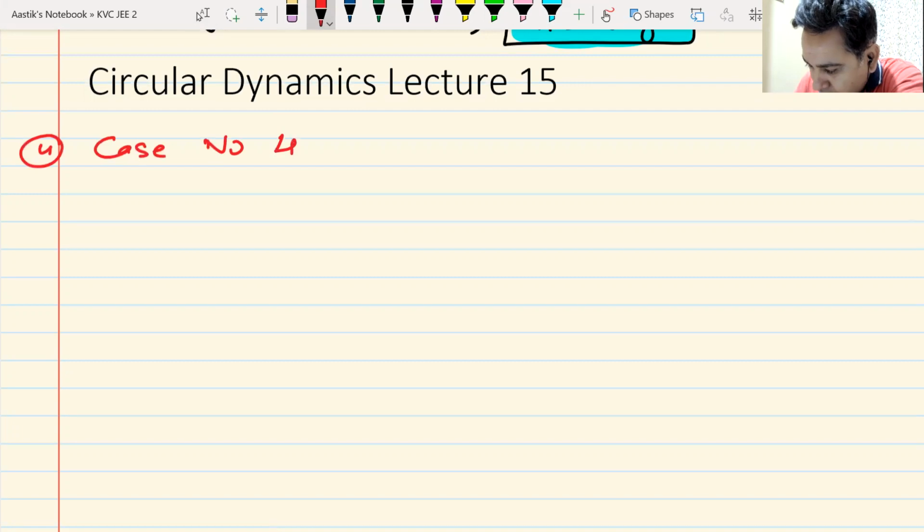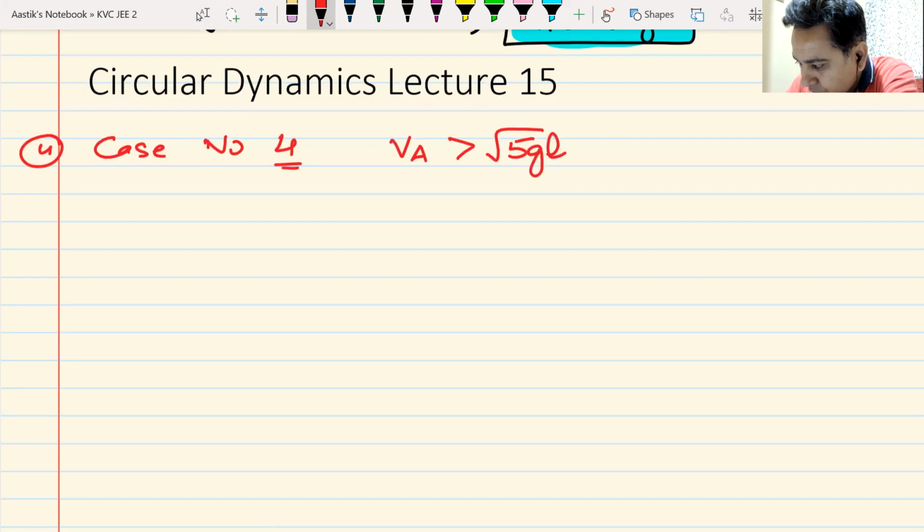Case number 4 will be velocity at point A greater than root over 5GL. Now, can you tell me the smaller points from this? We'll just make points similar to case number 3. I'll take you back and show you what was case number 3. In case number 3, I had made a series of points: point number A, point number B, point number C, point number D, and point number E.